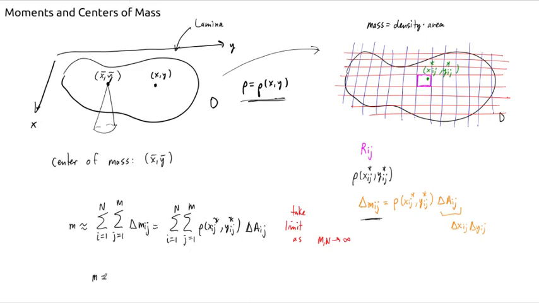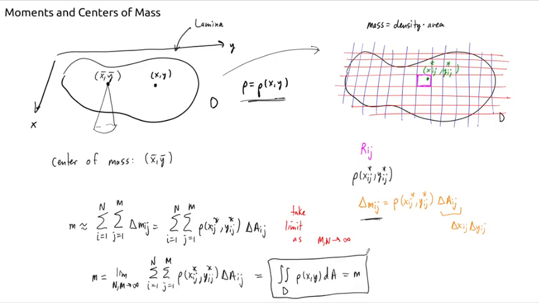So the mass of the laminar region is going to be equal to the limit as both n and m approach infinity of the sum, i goes from 1 to n, j goes from 1 to m, of rho at these test points, x_ij star, y_ij star, delta A_ij. And of course, we've seen this before, this is just the definition of a double integral. So this becomes a double integral over the entire region D of rho of x, y dA. And so the mass of our region is the double integral of the density function. Okay, so that's the mass of the entire region.